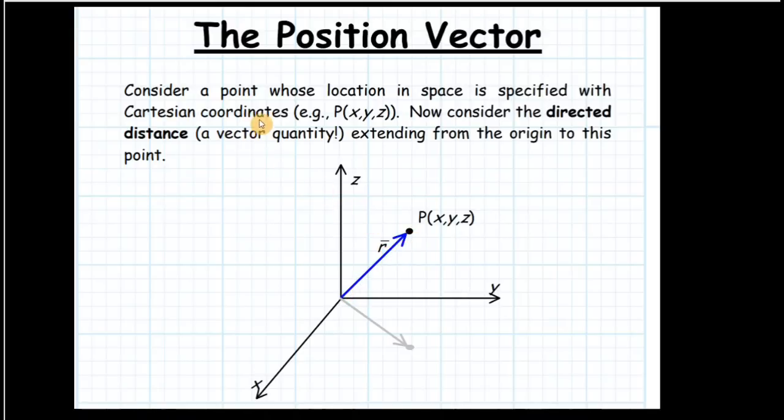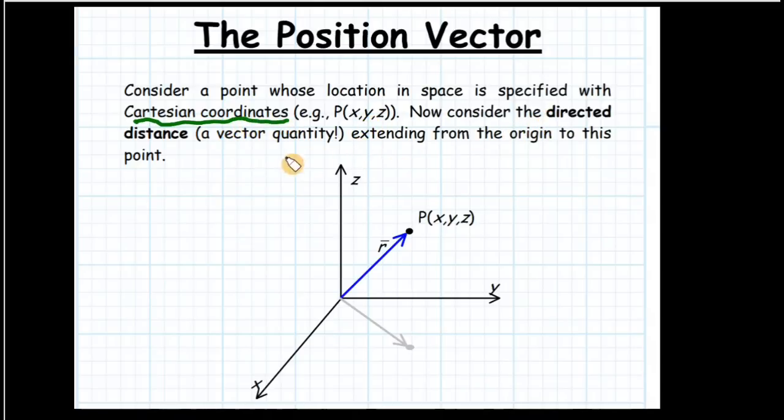So we say consider a point whose location in space is specified with Cartesian coordinates x, y, z. So this point is located at this point, which captures the x, y, and z coordinates, which are Cartesian coordinates. So we are not looking at the spherical or cylindrical coordinates. Our interest is in the Cartesian coordinates specified by these parameters.